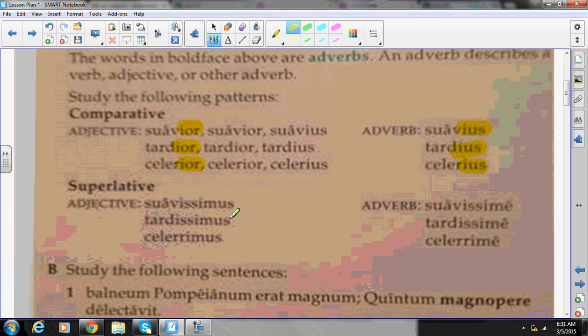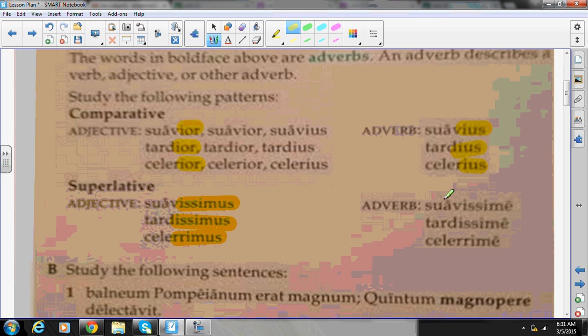When we get to superlatives, you're going to see the ISSIMUS in the adjectives. And you can also have the double R, the double L, IMUS for the superlative. And we translate that as EST or most. So this first one would be most sweet or sweetest. This one would be slowest. And celerrimus would be quickest.